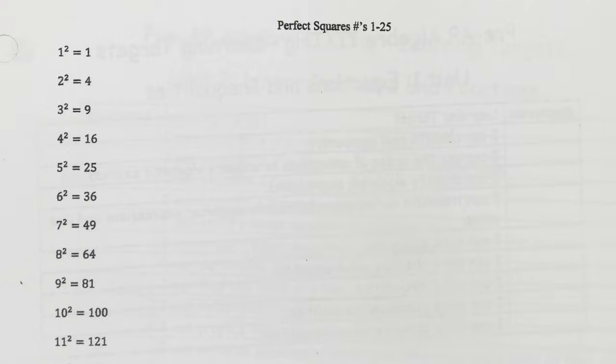Alright, here we go. What's the very first perfect square? 1. What's the next perfect square? 4. 2 times 2. What's the next one? 9. 3 times 3. What's the next one? 16. 25. 36. 49. What's the next one? 64. What's the next one? 100.